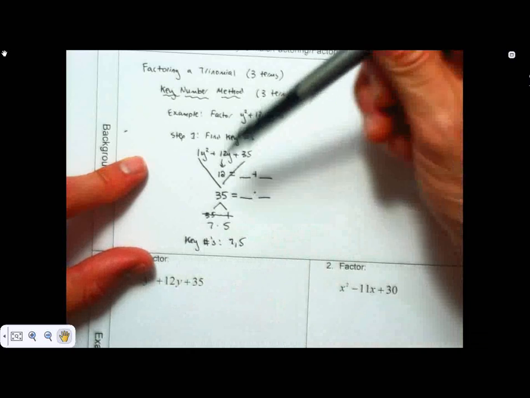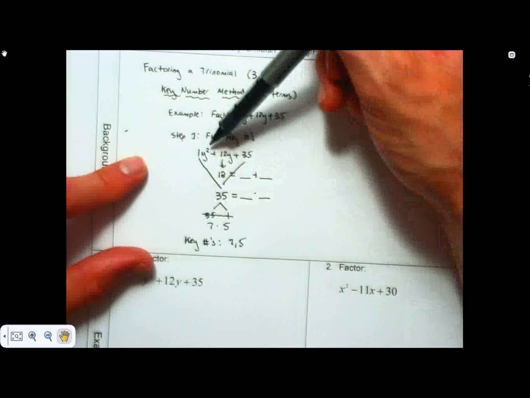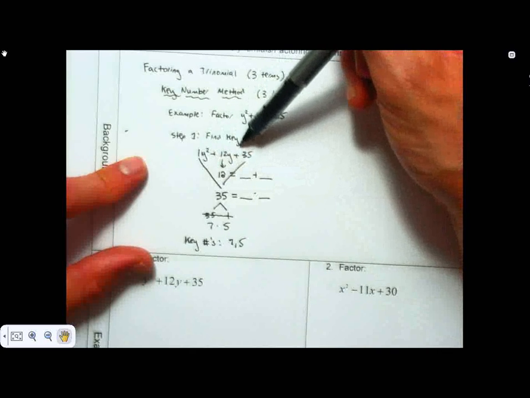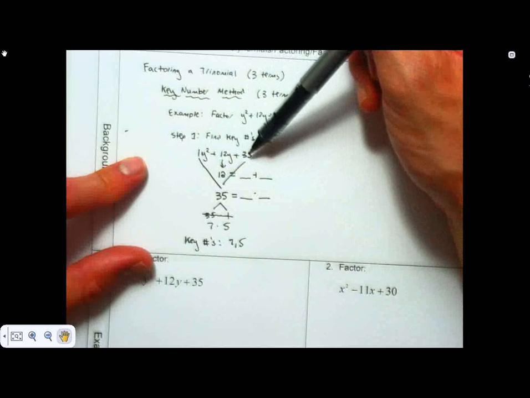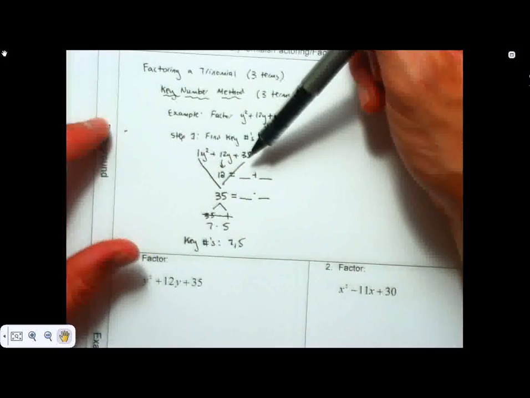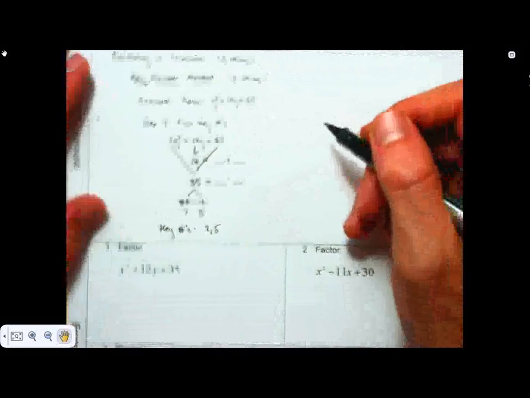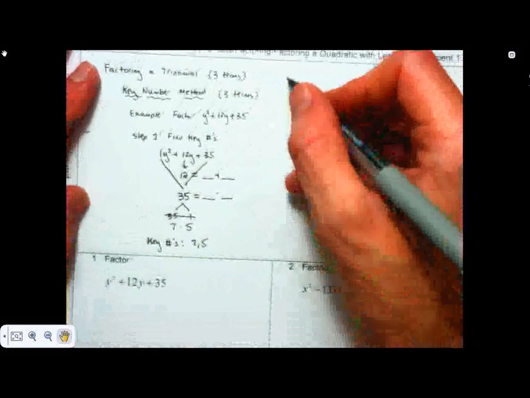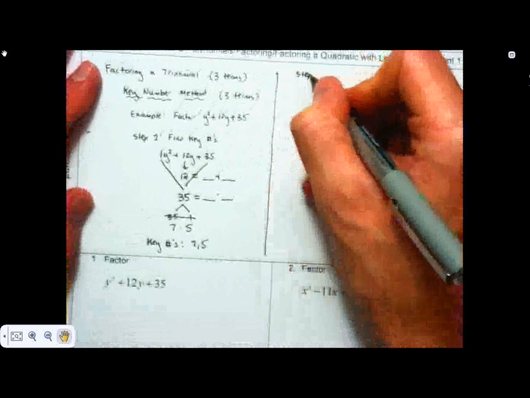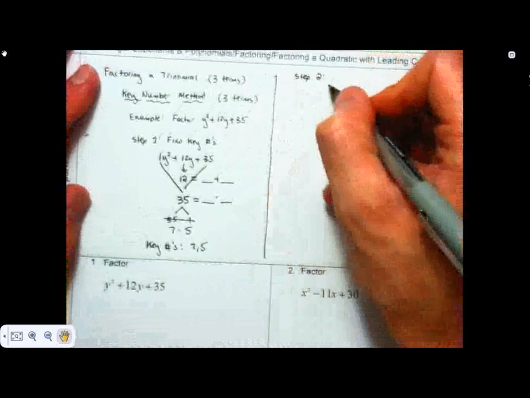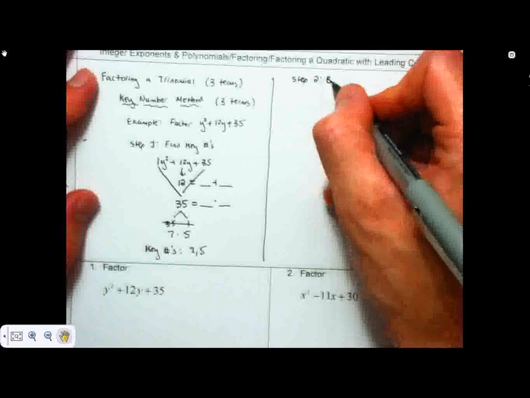I should also mention that it is really important when you're using this key number method that your terms are in order, from the highest power to the lowest power. Otherwise, it won't work. So the second step of the process, after you've found your key numbers, is to break up your middle term.